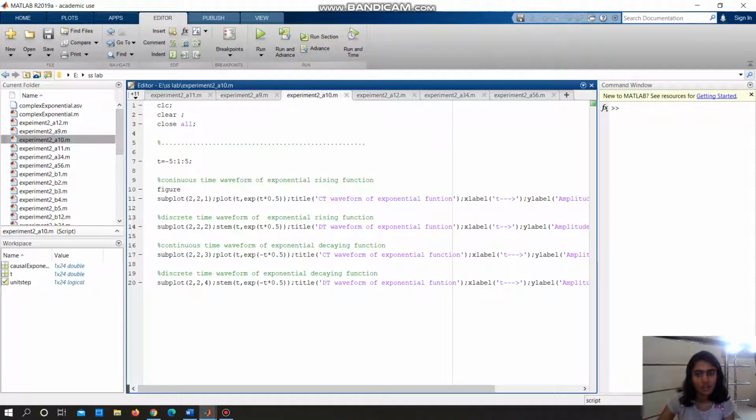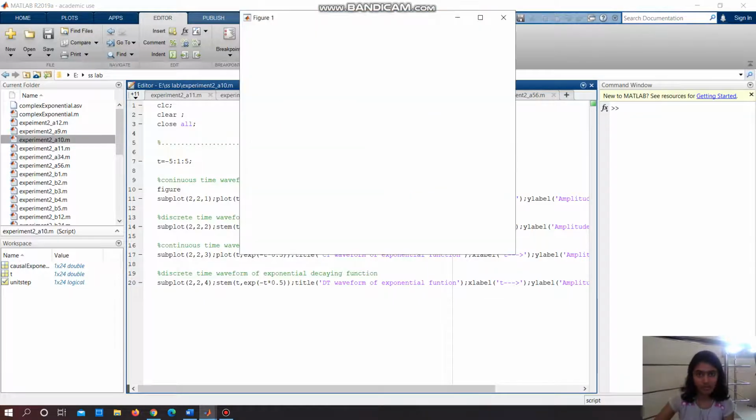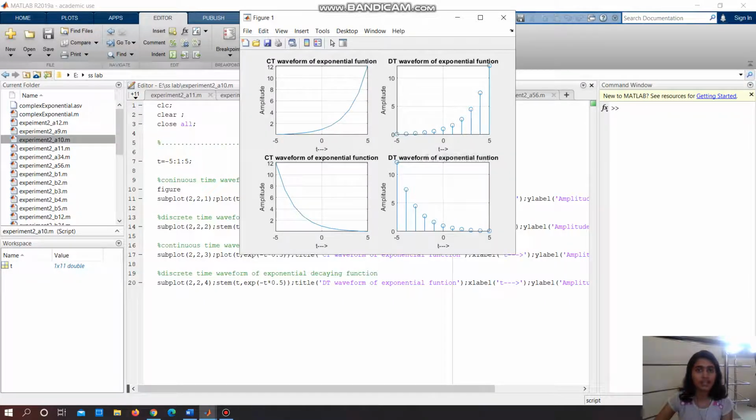We can get exponentially rising and decaying functions too. Exponential functions of the form e power ax plus b can be rising or decaying based on the value of a. If a is positive, it is rising. If a is negative, it is decaying. So I have plotted all these graphs. They are CT and DT waveforms in the same figure window again.